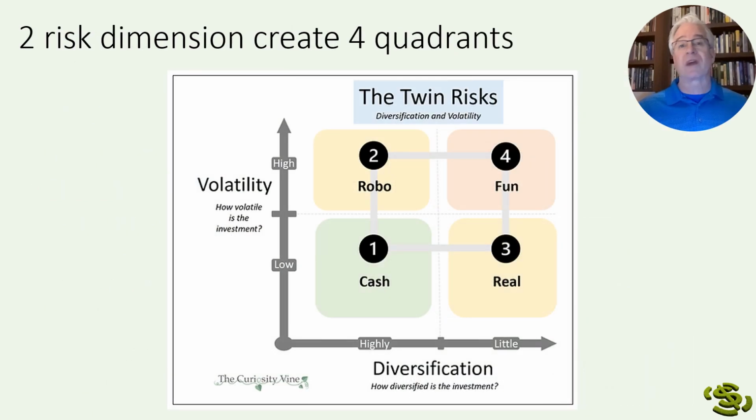2 risk features create 4 quadrants. Those quadrants are at the end of the diversification volatility risk barbells. The 4 quadrants are called cash, robo, real, and fun. These heat-related colors are inclusive of both risk and return. So for risk, green is the lowest risk and the lowest return. But then red is the highest risk and highest return.